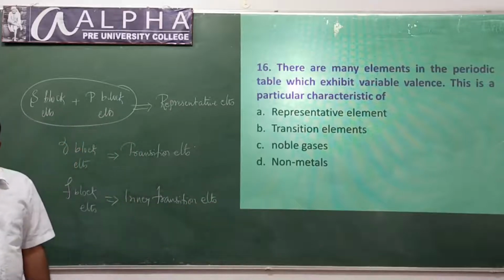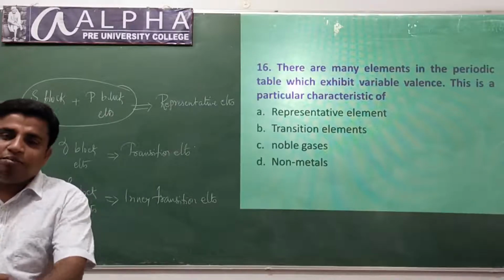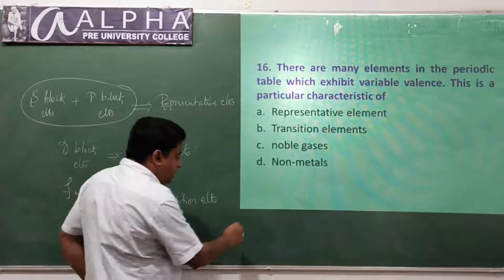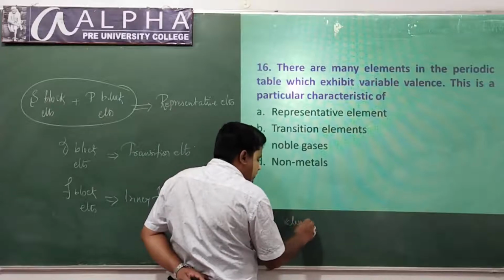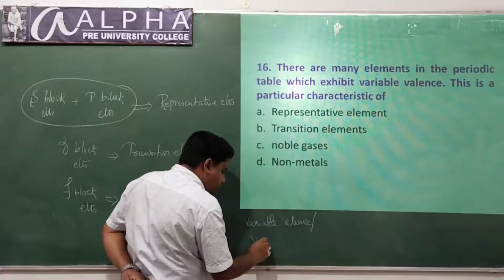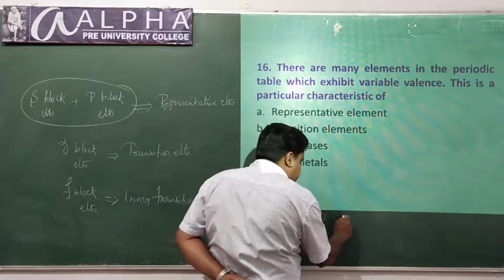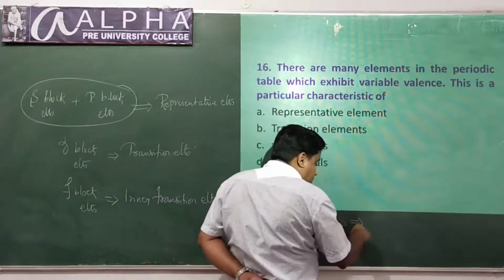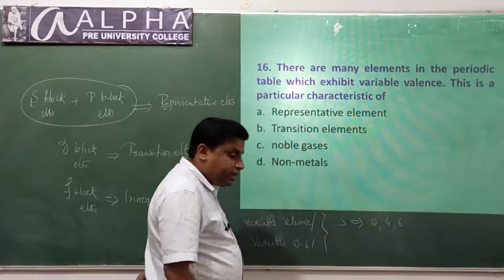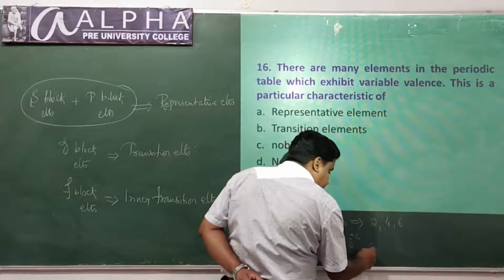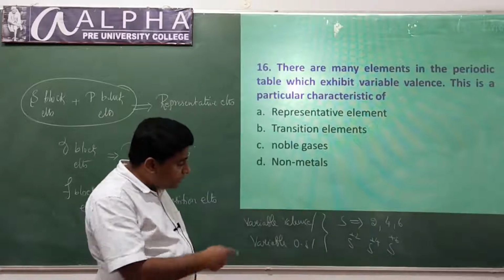So there are many elements in the periodic table which exhibit variable valency. What do you mean by variable valency, or variable oxidation state? Look at sulfur. Sulfur can have a valency of 2, 4, 6. Sulfur can be in +2 oxidation state, in +4 oxidation state, and in +6 oxidation state. This is called variable valence.